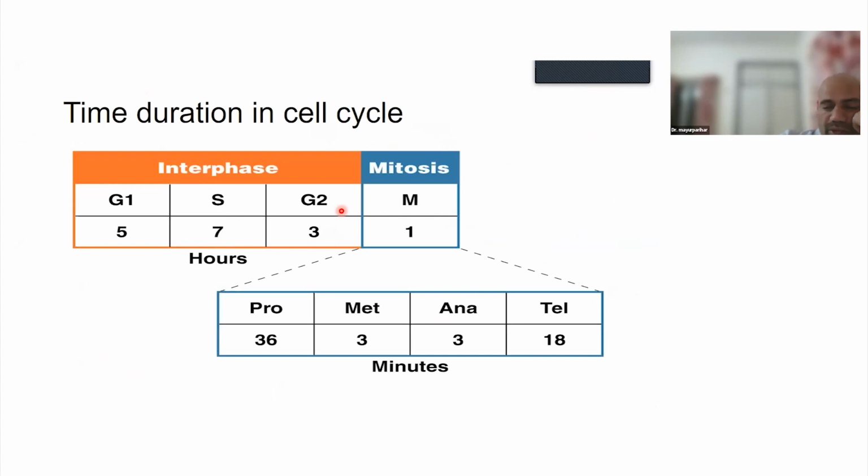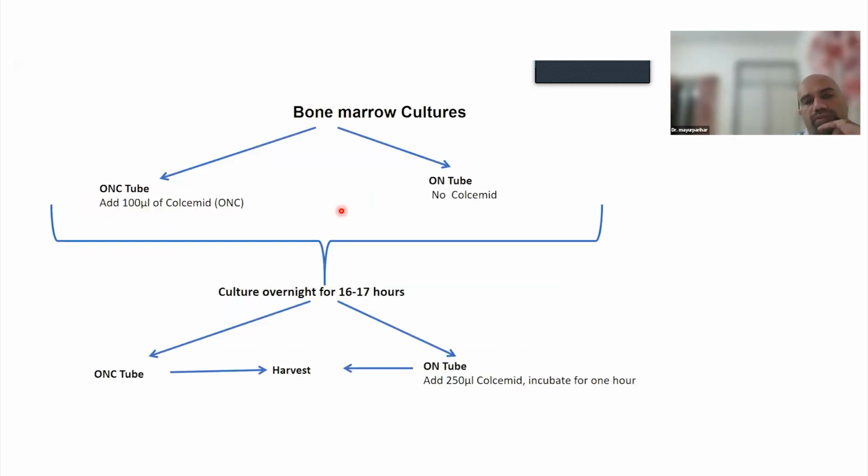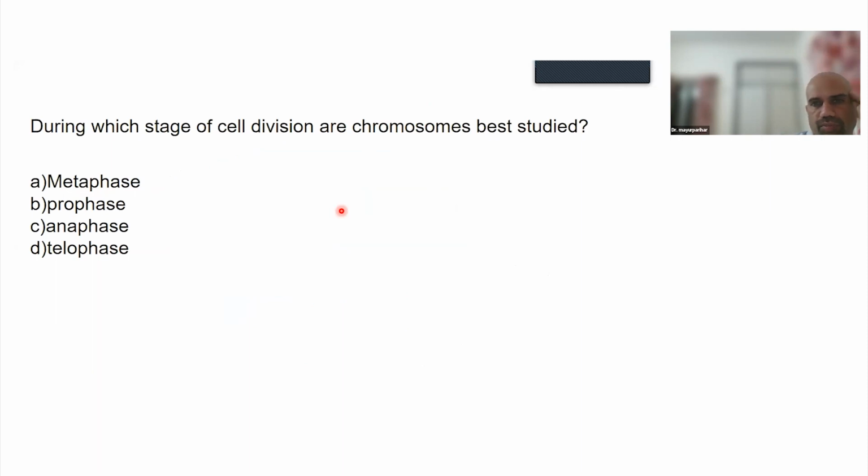So every time you're supposed to do 2 cultures, and every time a cell divides, the metaphase will be arrested and you will be able to get metaphases. So as I said, we do 2 cultures. One, we add Colcemid and put it for culture. The other, we add the Colcemid the other day. Now we culture overnight for 16 to 17 hours and then we harvest them.